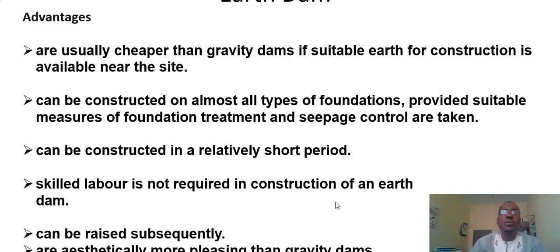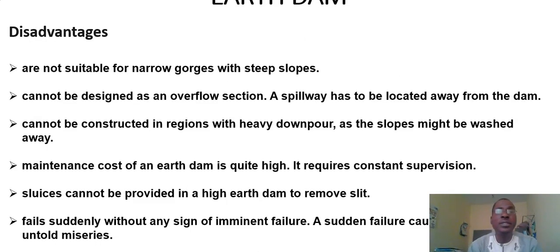So what are the advantages? Earth dams are usually cheaper than gravity dams, can be constructed on almost all types of foundation, can be constructed in a relatively short period, a high skill level is not required, construction can be done in halves, and the dam can be raised subsequently. It is also more pleasing than a gravity dam. So these are some of the advantages.